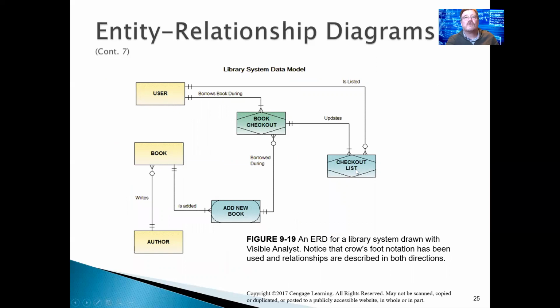They're making special notes on these guys because these are the associative entities, right? This checkout list, it's got one user is on many checkout lists, and ultimately, I guess one book is on many checkout lists if you follow the path. So this checkout list associates the many-to-many between book checkout and user.